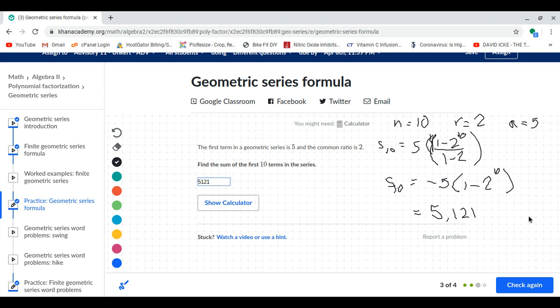Oh, well. Okay, let's see. So common ratio is 2. 1 minus 2 is -1. So -5. Sorry, I did the multiplication wrong. But we'll persevere and get the right answer. Okay, 5,115. Let's put this in right.